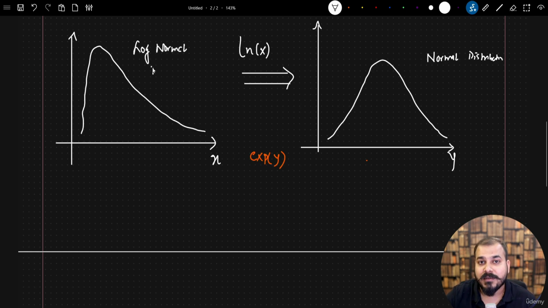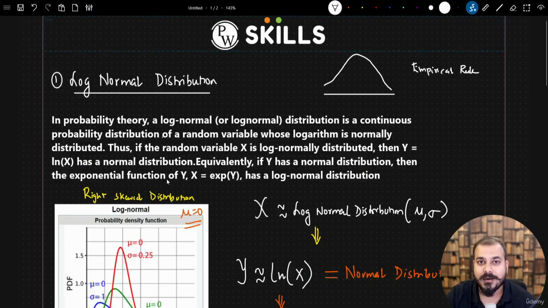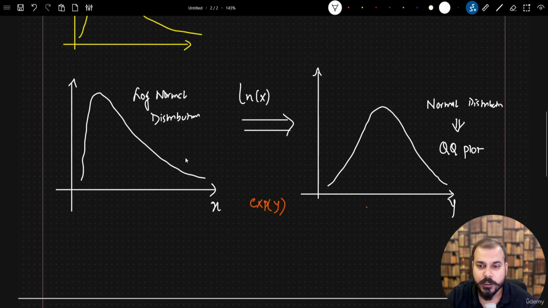But the question arises again: how do we check whether a distribution is normal or not? For this, we specifically apply the QQ plot. The QQ plot is a technique to check whether the distribution is a normal distribution or not. So this was the entire understanding about log normal distribution.